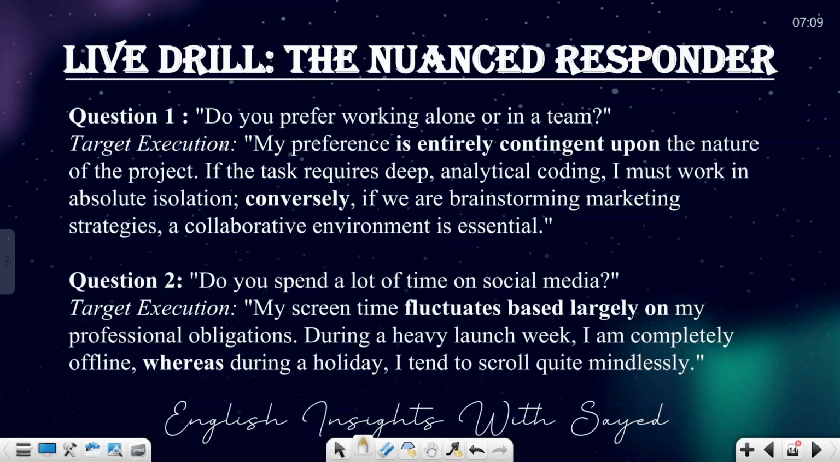So see, do you spend a lot of time on social media? We could say yes, not that much, like this way. But if you could make this sort of nuanced answer, like, yeah, it fluctuates, it depends, it's based on, it's contingent, like, it is entirely contingent upon the nature of the project. So any of the phrases you could use.